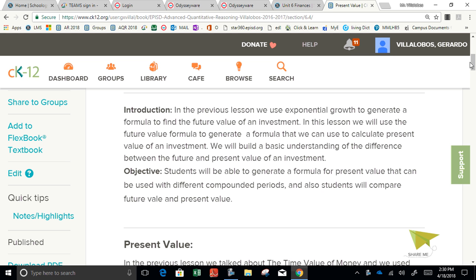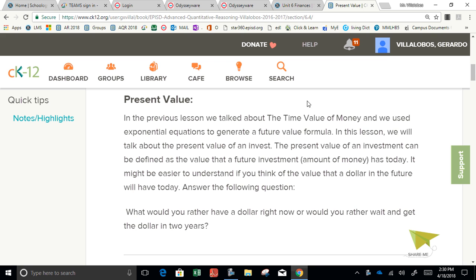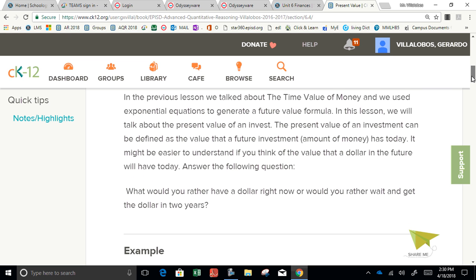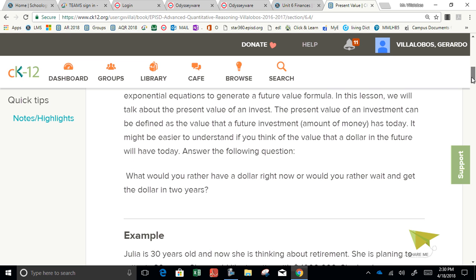What is present value? We talked about the time value of money, and we used the exponential equation to generate the future value formula. In this lesson, we will talk about the present value of an investment. So how do we do that? You can think of it this way. The present value can be defined as the value that a future amount of money has today. It might be easier to understand if you think of the value a dollar in the future will have today.